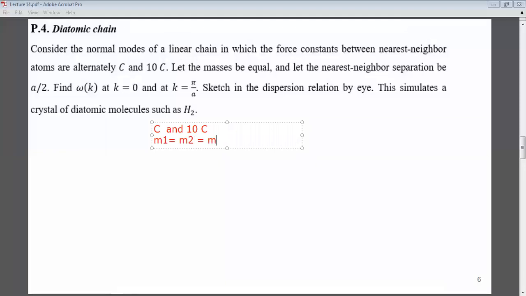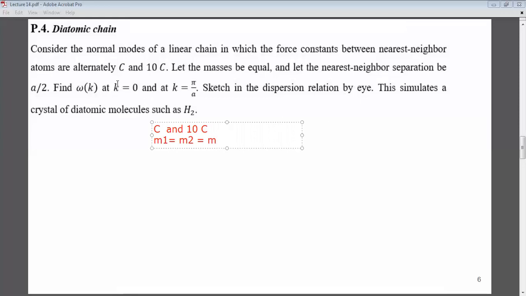I will simply go back to the original equations and derive everything, but instead of M1 and M2, I will put M. And we need to solve this. Let the nearest neighbor separation be a over 2 and find omega of k at k equals 0 and at k equal pi over a, and sketch the dispersion relation. You don't have to sketch it exactly the same.